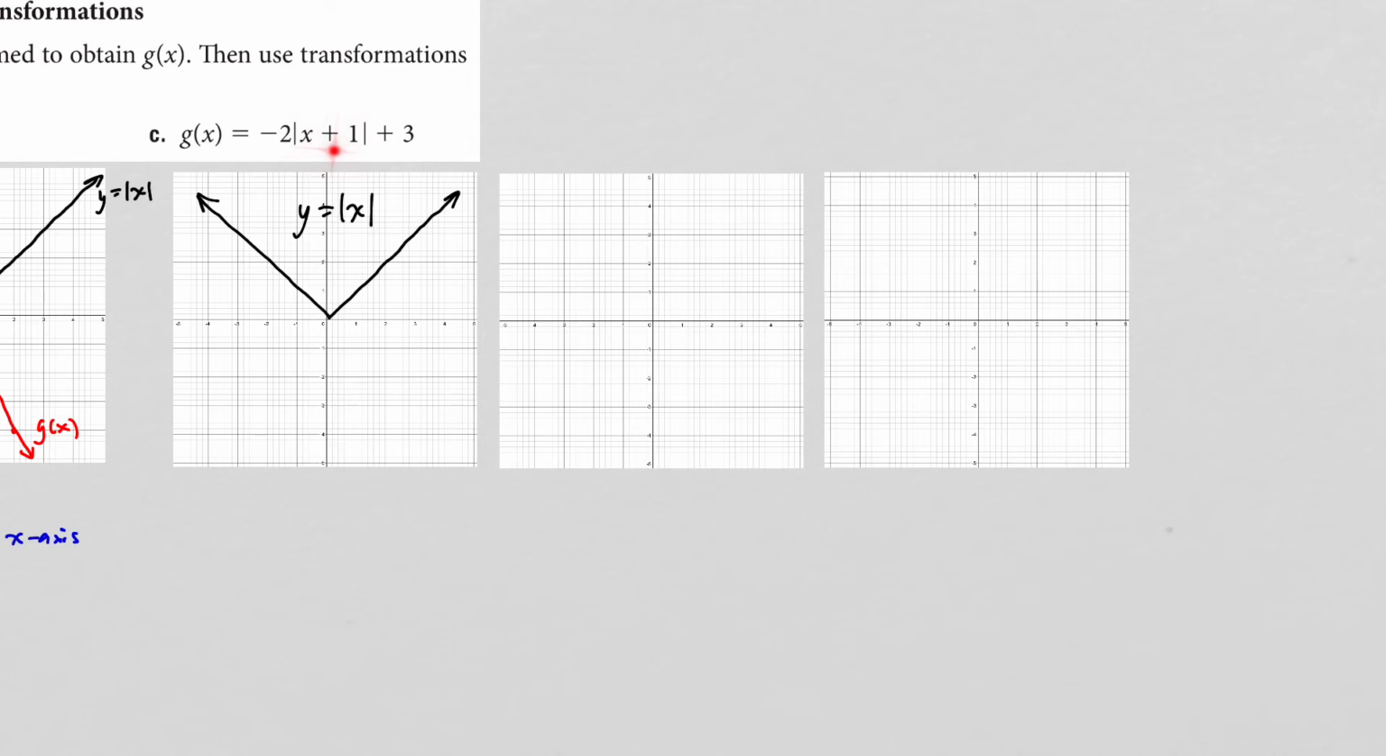So the absolute value of x plus 1. First, let's just think about what that would look like if that's all we were doing. We know that this is going to move the graph to the left 1 unit. So if I take every point on this graph and I move it to the left 1 unit, we end up getting this graph here.